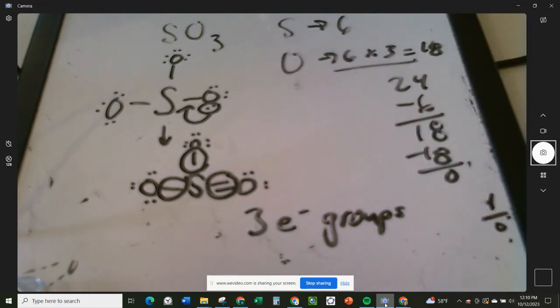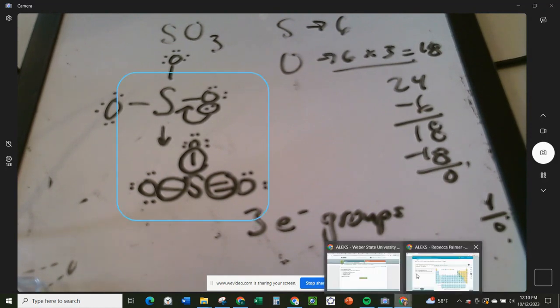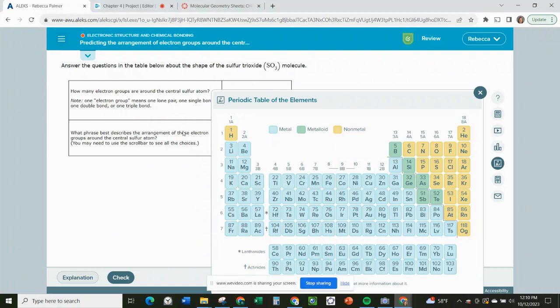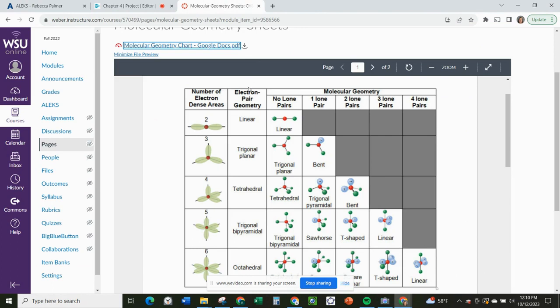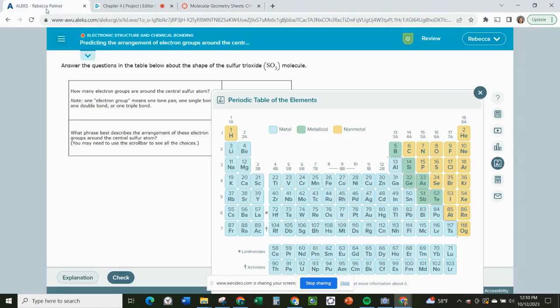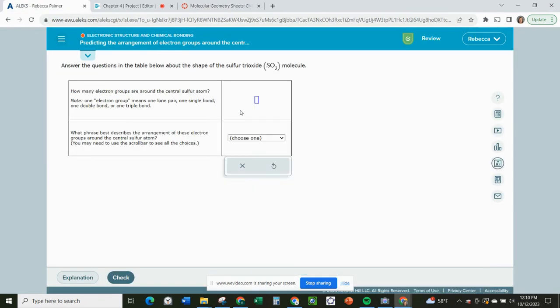So then we need to go back to our chart and decide. Let's read the question again. Electron groups. So if we're talking about electron groups, we're going to look at the electron pair geometry. If there's 3 groups, then it's trigonal planar. So be really careful, make sure you match it very exactly. Remember, Alex is very picky. We have 3 electron groups around our central atom, and that is trigonal planar. Okay.